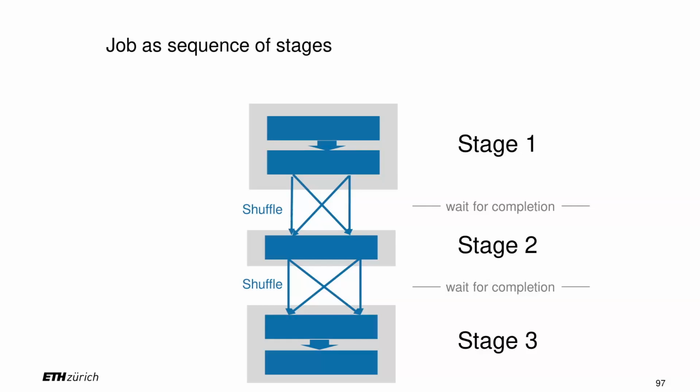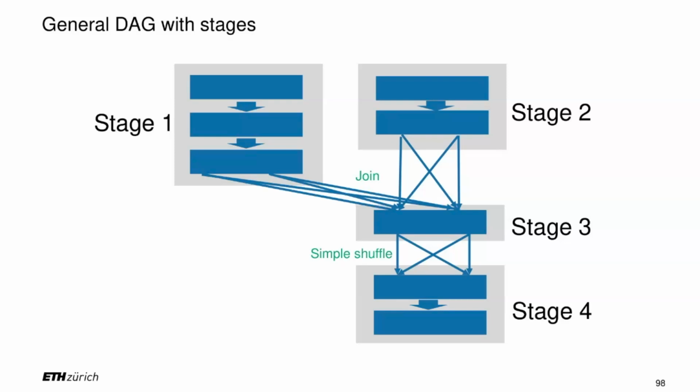Okay. Who is with me? Good? Very good. And in general, of course, you might have generic DAGs, and you might have multiple stages and so on. Then you might have stage one first, and then stage two, and then stage three, and then stage four, right? So yeah, that's how it works.